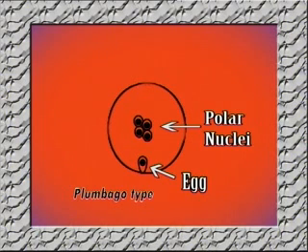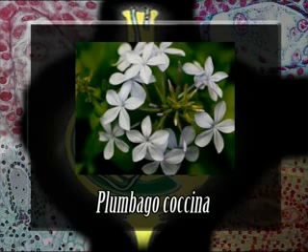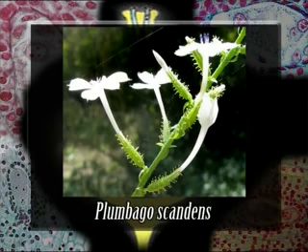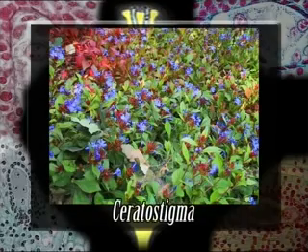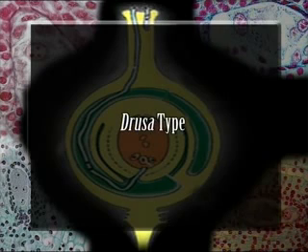Synergids are entirely absent. The Plumbago type also occurs in Plumbago coccina and Plumbago scandens. This type was also found in 2 genera of Plumbaginaceae, namely Ceratostigma and Vogelia, and is not known outside this family. Now let us discuss Drusa type.